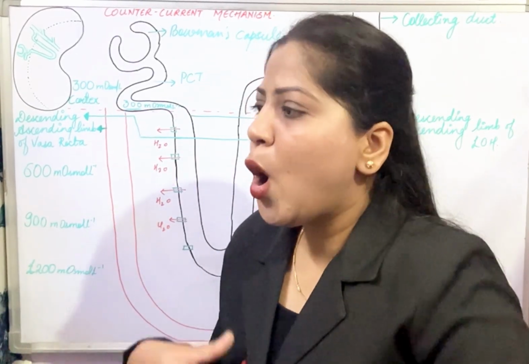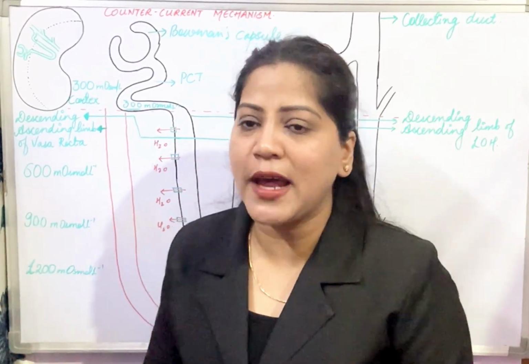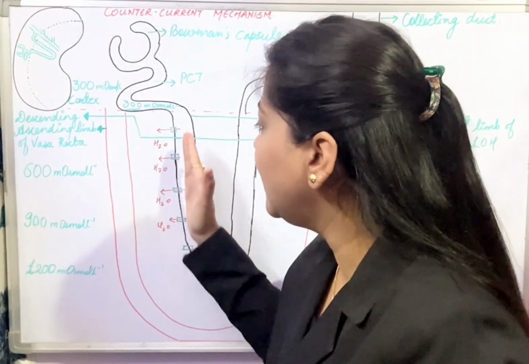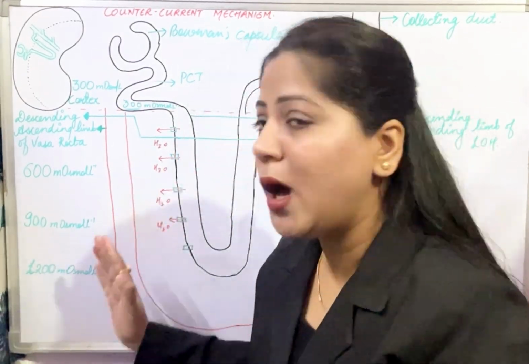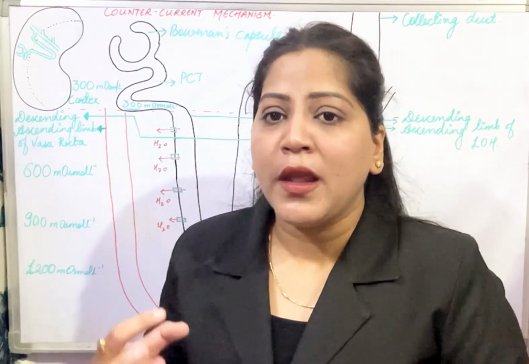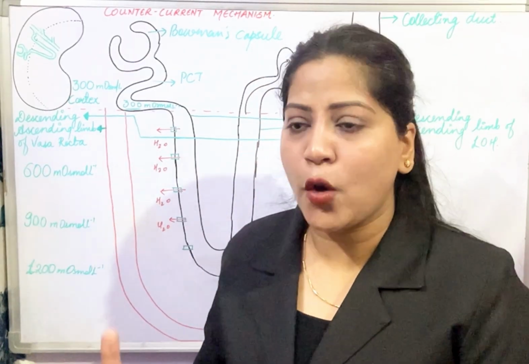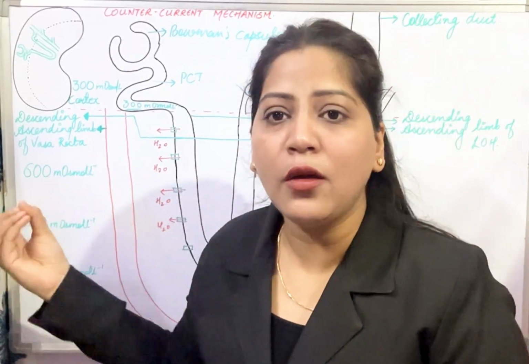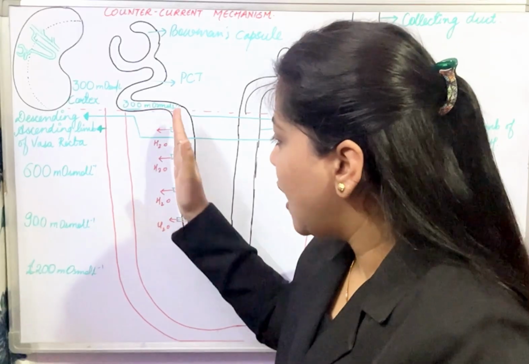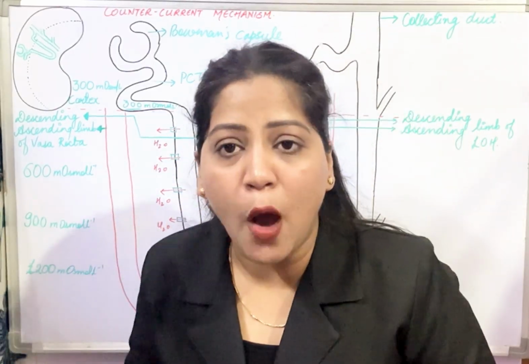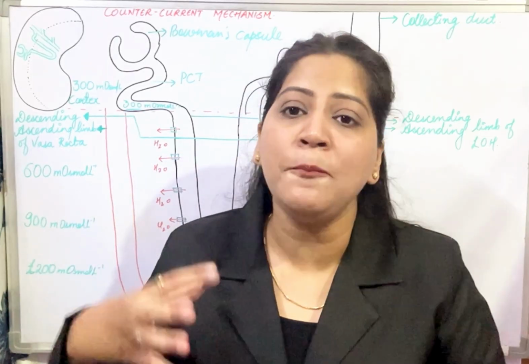So water will move from the region of higher water concentration to the region where the concentration of water is low. Or in other terms, water will move from the descending limb of the loop of Henle to the interstitial fluid of the kidney according to osmolarity, that is, from lower osmolarity to higher osmolarity. So with the help of aquaporin channels, the water moves out from the descending limb to the interstitial fluid of the kidney.